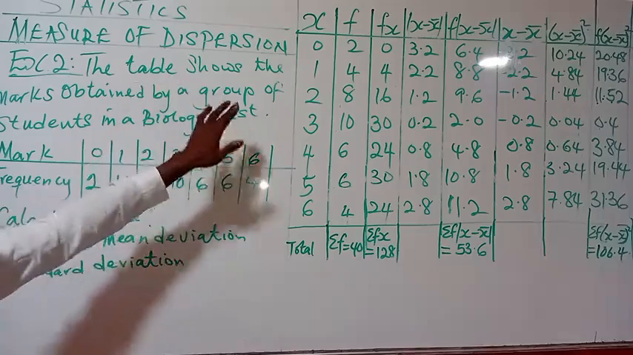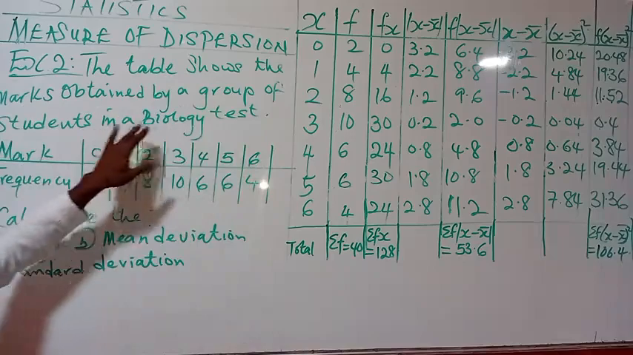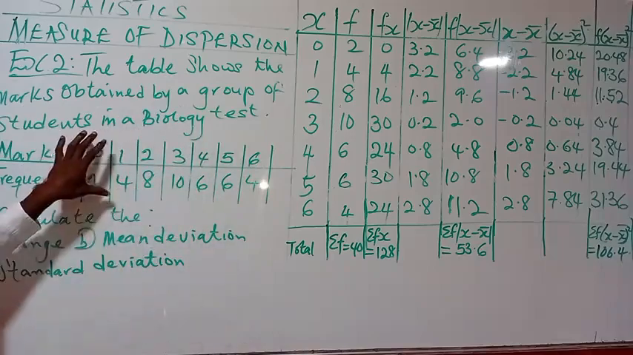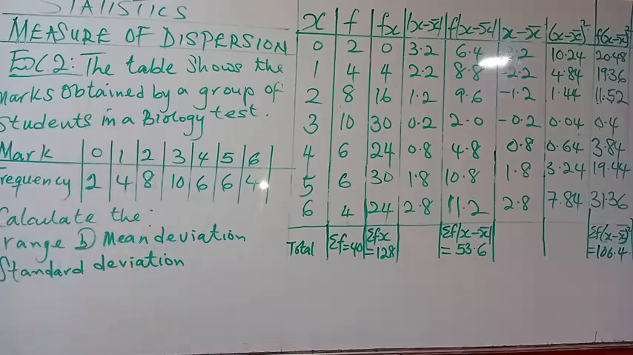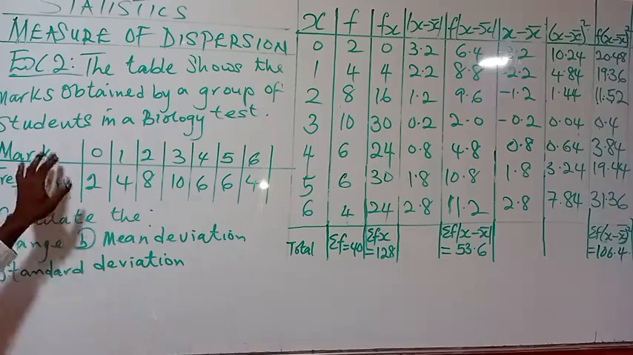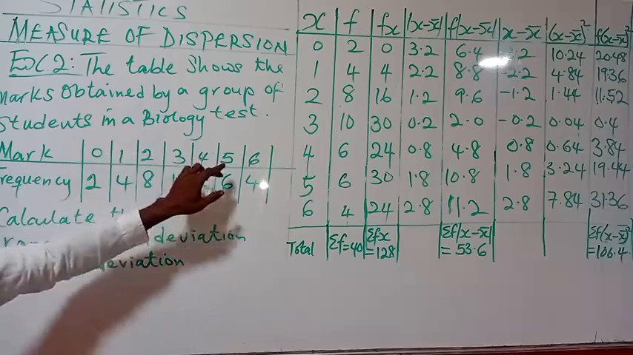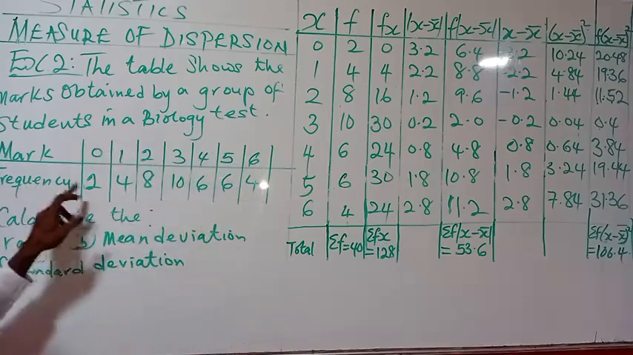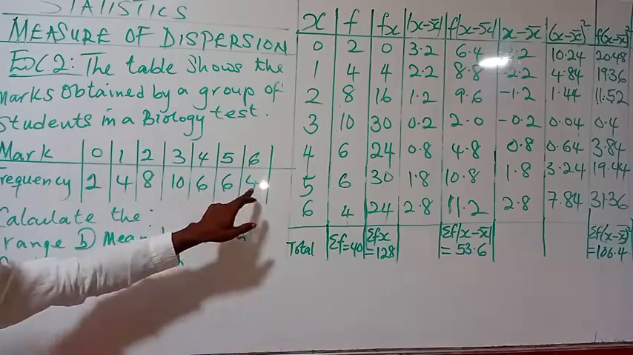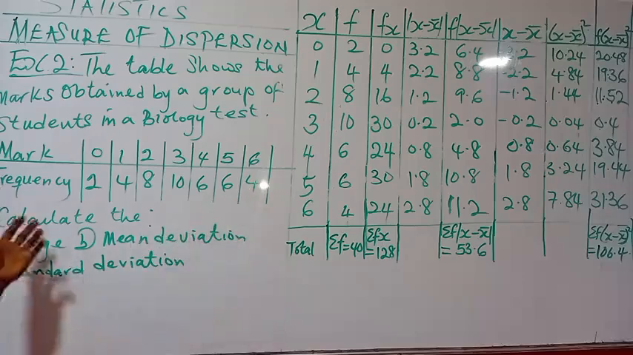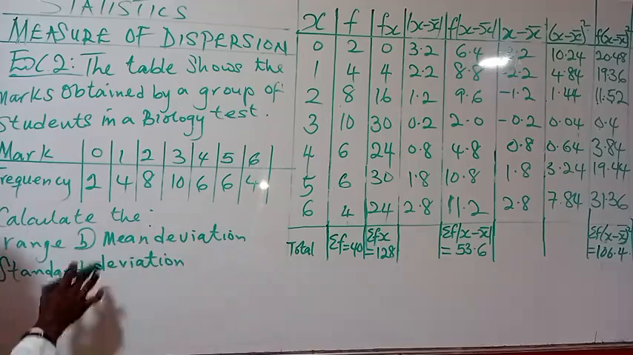The table shows the marks obtained by a group of students in a biology test. The marks are 0, 1, 2, 3, 4, 5, 6. Then the frequencies are 2, 4, 8, 10, 6, 6, and 4. So we have to calculate the range, the mean deviation, and the standard deviation.